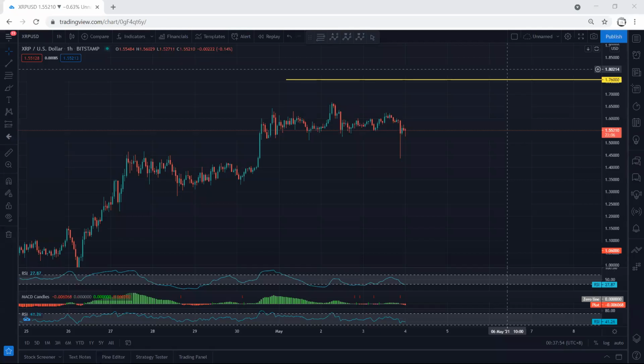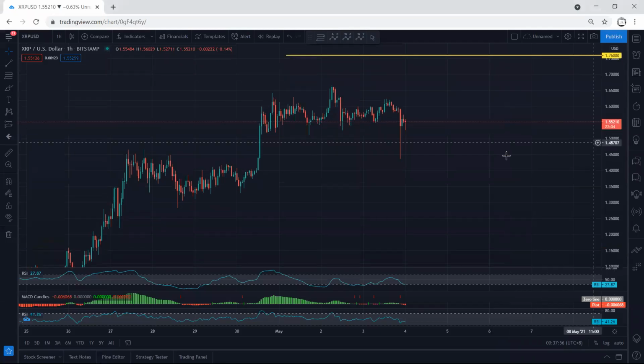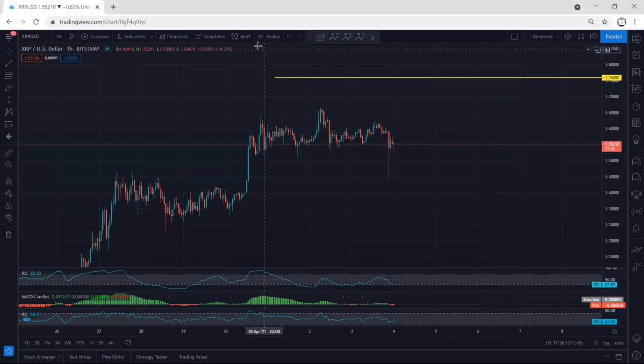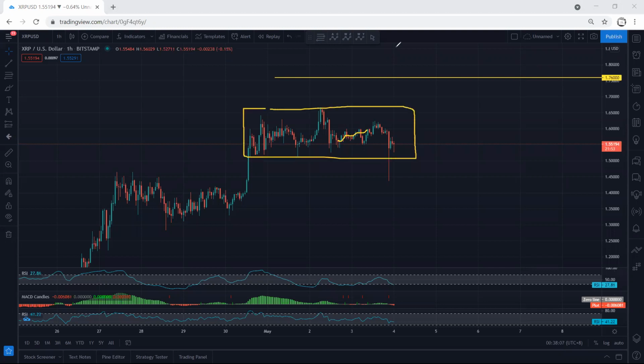XRP, we start with the 1 hour chart. Just want to give a quick update. If you refer to what I analyzed in my last video when the price was here, I mentioned the best thing is to get one more drop, because the way we're looking at this correction, we can expect to get one more drop, and this is exactly what we get.